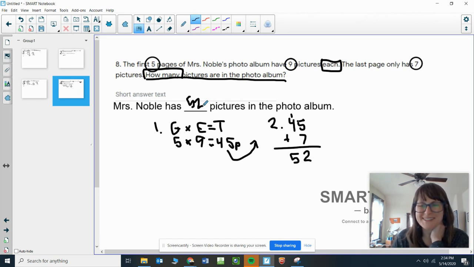Nice job on this, you guys. Always remember to double check your work and remember that hint that the answer from the first part of the problem is going to be used in some way in that second step of the problem.